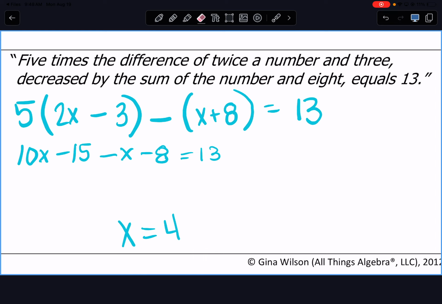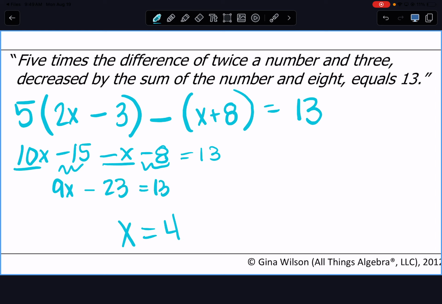Now what? You combine like terms. What would my like terms be? 10x and negative x, which gives me 9x. What are the other ones? Negative 15 and negative 8, which gives me negative 23. Equals 13. What do I do now? Add 23. So we get 9x equals 36. Yep, divide both sides by 9. 36 divided by 9 equals 4. There we go.